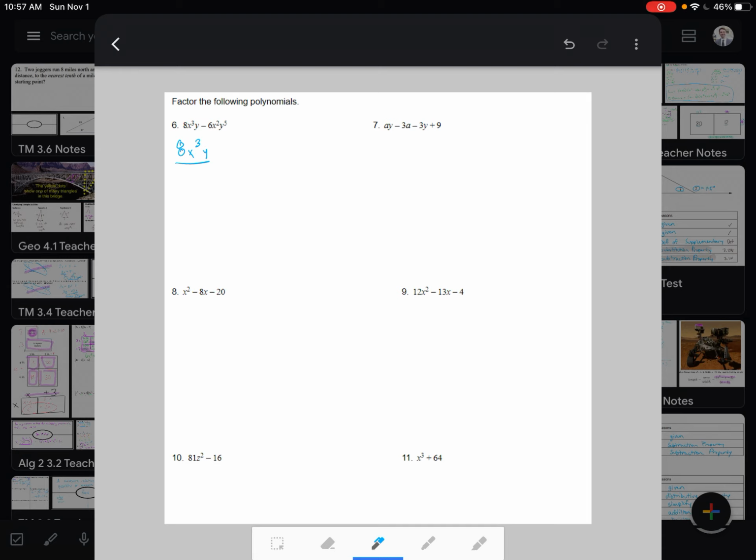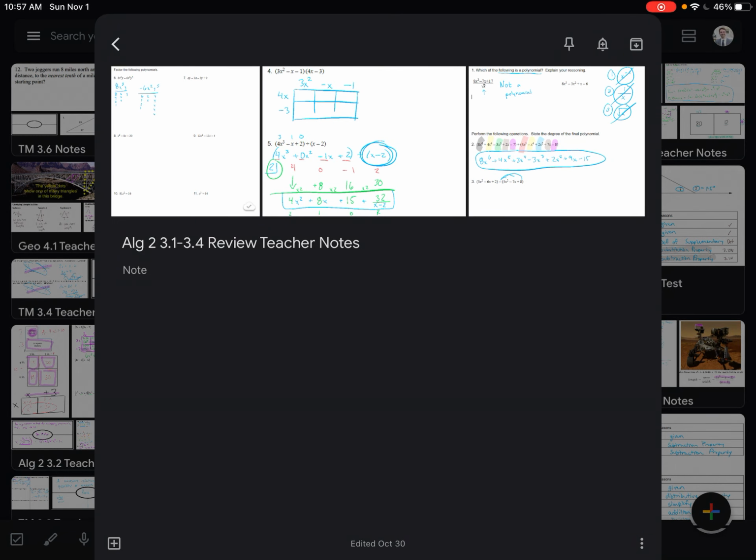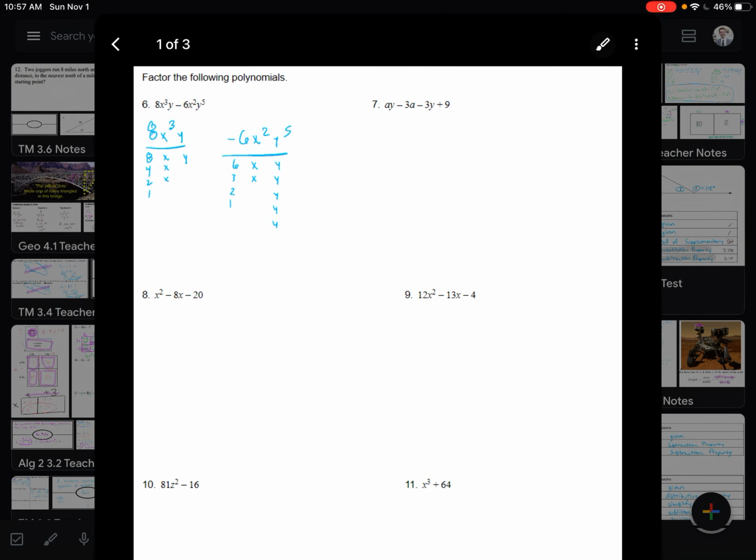So our first one, two terms like this, we want to factor out all the things that we can. So we can factor out 8 into 8, 4, 2, and 1. X cubed, we have 3 x's. Y, there is a single y. For negative 6x squared, y to the 5th, we can factor out 6 into 6, 3, 2, and 1. We have 2 x's, and we have 5 y's this time. So what do we have in common for all of these things that match up?